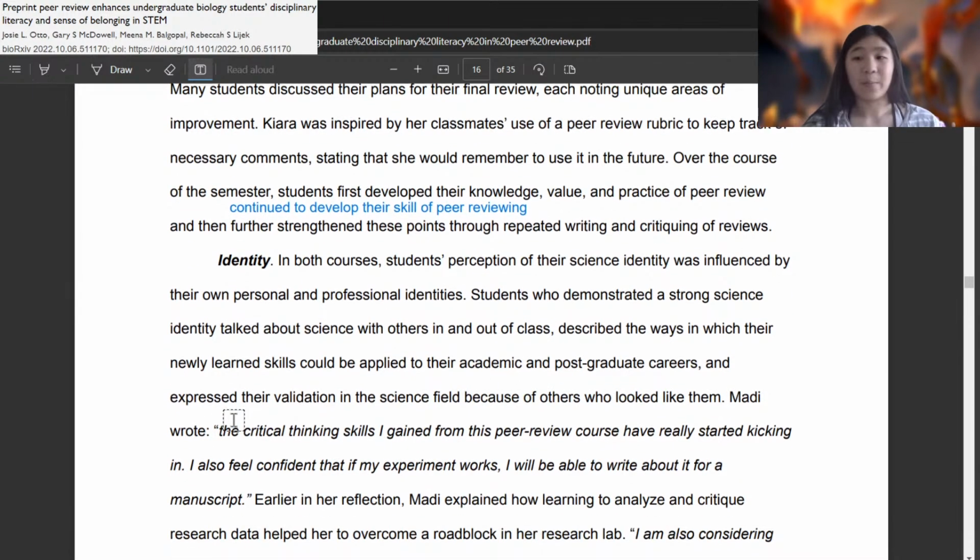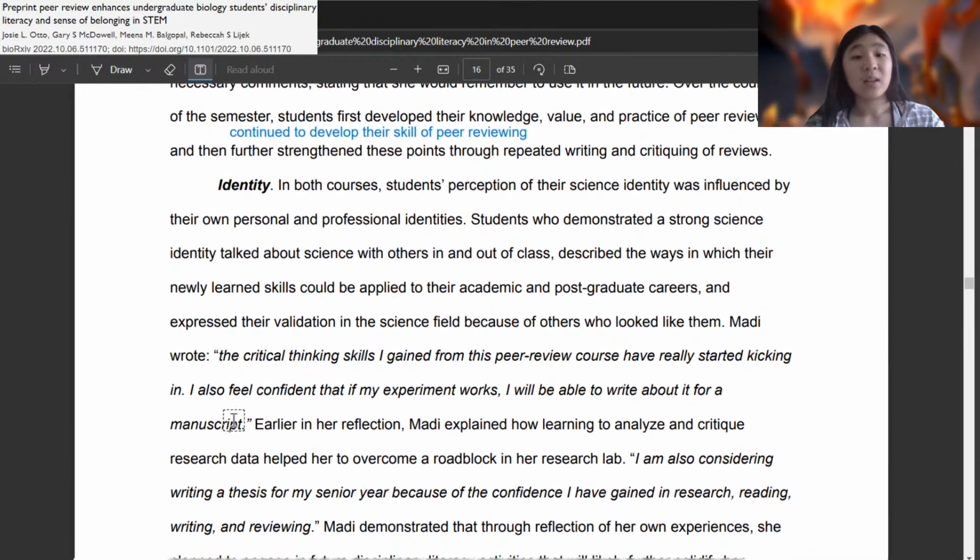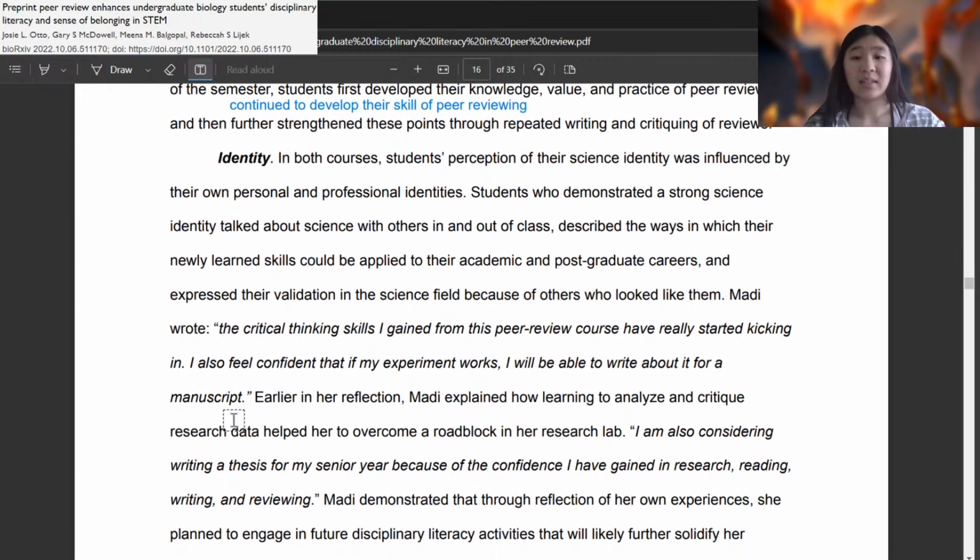So identity. In both courses, students' perception of their science identity was influenced by their own personal and professional identities. So students who demonstrated a strong science identity talked about science with others in and out of class. They described the ways in which their newly learned skills could be applied to their academic and postgraduate careers, and expressed their validation in the science field because of others who looked like them.